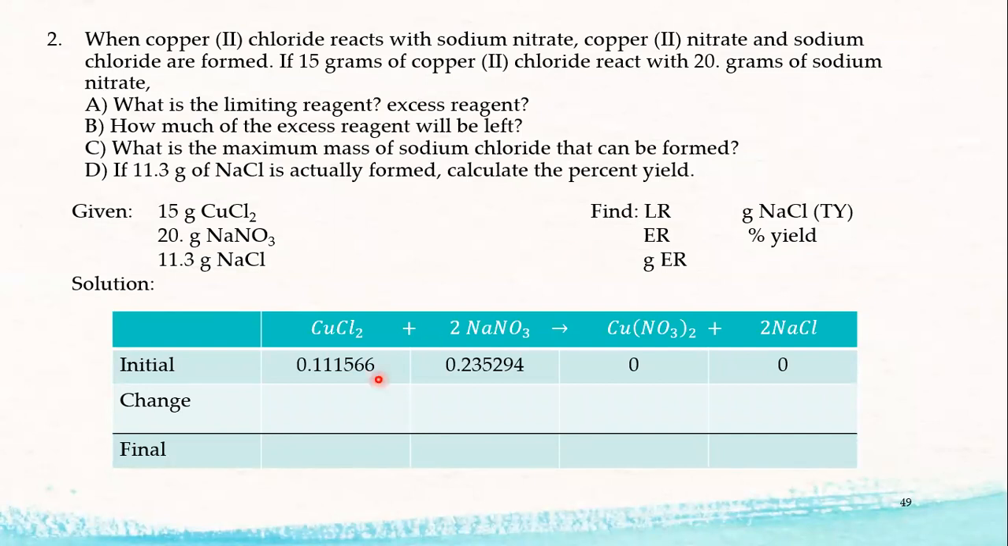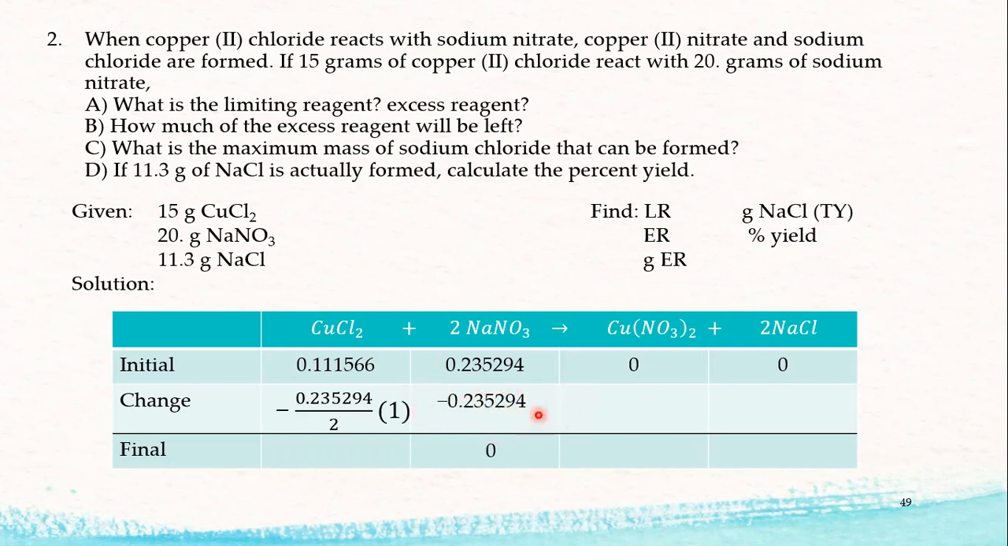Okay. So after converting everything into moles, we need to find which is the limiting reagent. And to do so, remember that our first step is to take a reactant and assume that it will be consumed completely. So for example, by trial and error, we arbitrarily chose sodium nitrate. So if we want to consume all of the sodium nitrate, then how much copper chloride would we need to consume this completely?